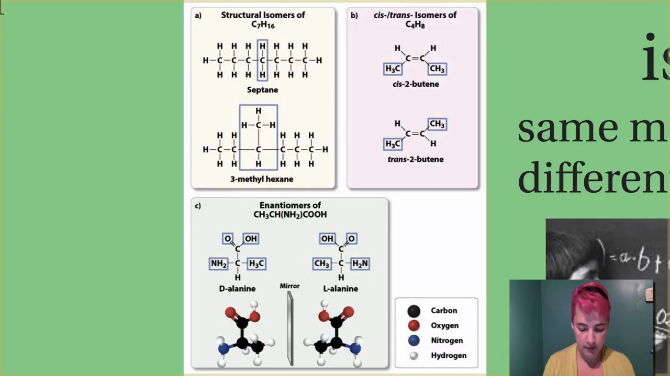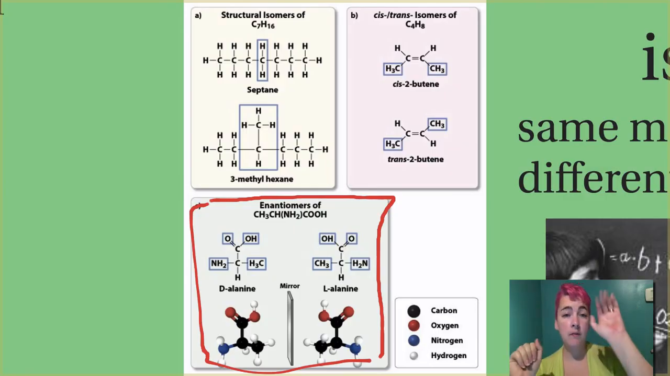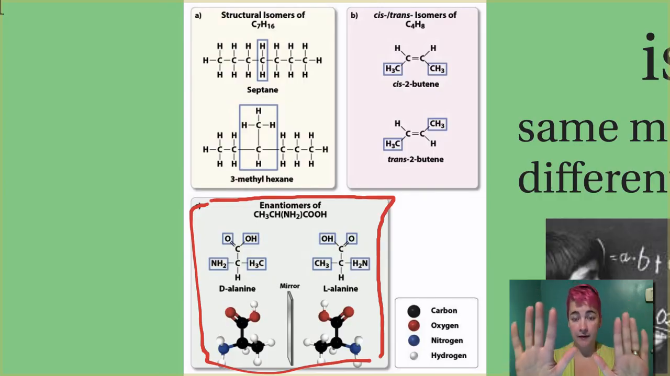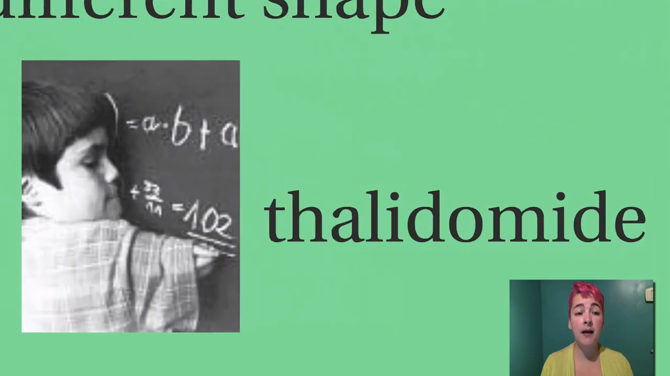And the last is enantiomer. Enantiomers are the left and the right. So one molecule is kind of the left-hand version, and the other molecule is the right-hand version. They look very similar, but they are slightly different. One of the biggest places that we've seen problems with enantiomers is in a drug called thalidomide.